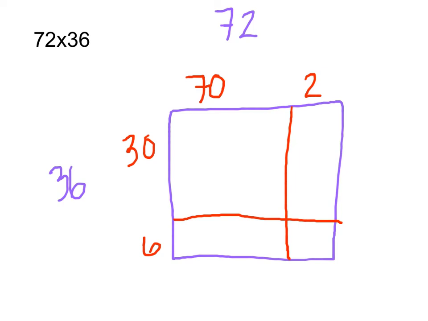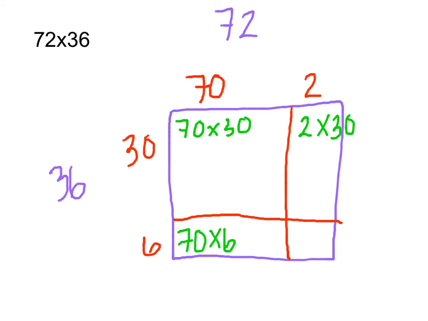The first one's going to be 70 times 30. The next one's going to be 2 times 30. Down below we have 70 times 6, and we have 2 times 6. Finding all the answers will help me find the final solution. So I'm going to take 7 times 3, and I know that's 21, and I'm going to add 2 zeros to the end because there's 2 zeros at the end of this.